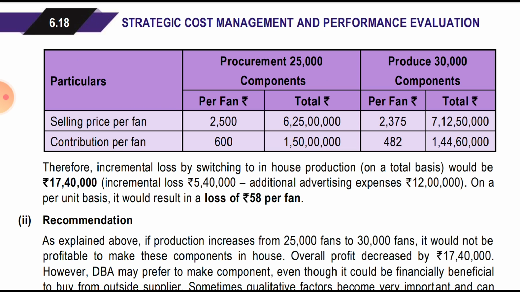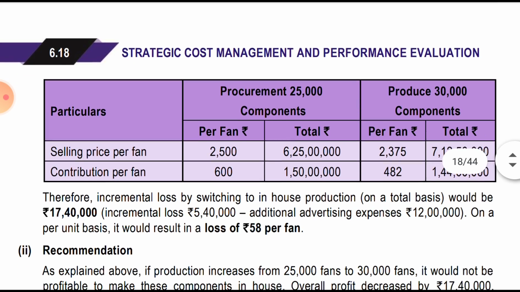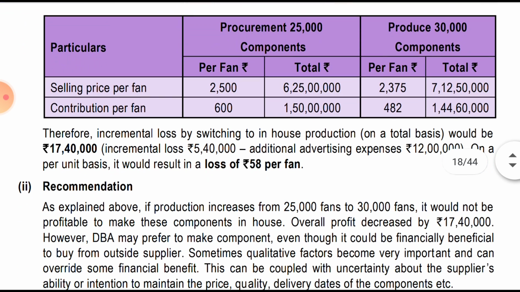But when it is 30,000, the unit selling price is decreased by 125, so now the selling price is 2,375 multiplied by 30,000, which is 7 crore 12 lakh 50,000, and the contribution is 482 as calculated above, multiplied by 30,000, amounting to 1 crore 44 lakh 60,000. Therefore the incremental loss by switching to in-house production would be 17 lakh.